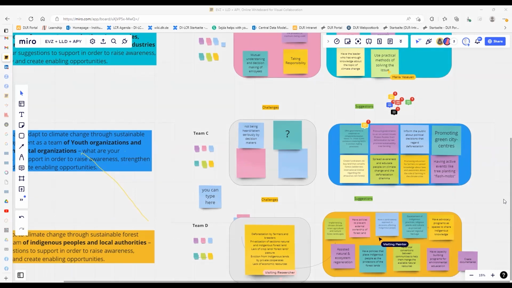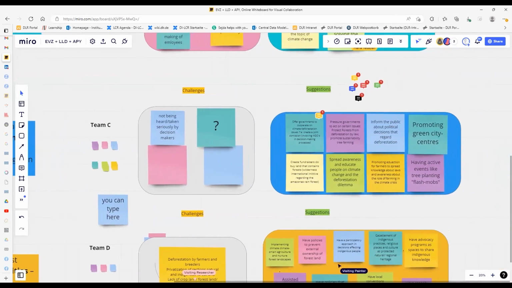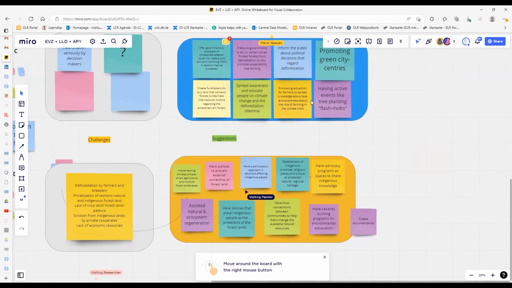correlation and coexistence. Indigenous people know how to coexist with nature unlike any other person. So it becomes very important if we can share this knowledge and if this knowledge can be widespread. And then have assisted natural ecosystem regeneration, for the places that have lost the aura of what used to be before. So if you can have systems to regenerate these places to their once former glory, and then have policies that place indigenous people as the protectors of forest lands.